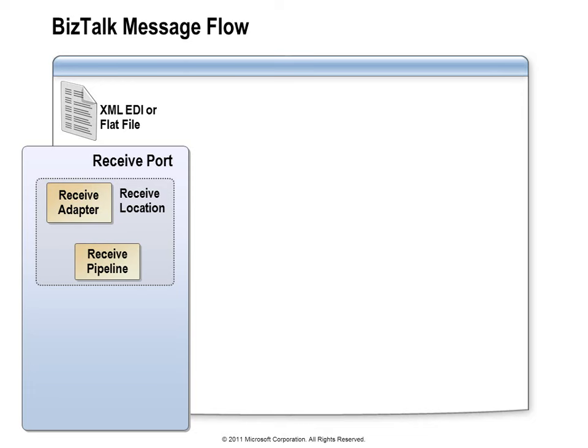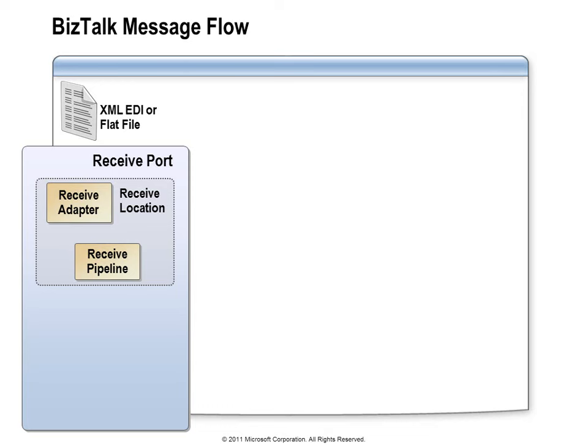So each receive location that we add to our receive port is going to monitor a specific URL. We might have two different receive locations that are monitoring two different FTP URLs. We might have another receive location that's monitoring a message queue, and so on. The key is that each receive location is monitoring a specific URL. You can say that the identity of a receive location is the URL that it's watching.